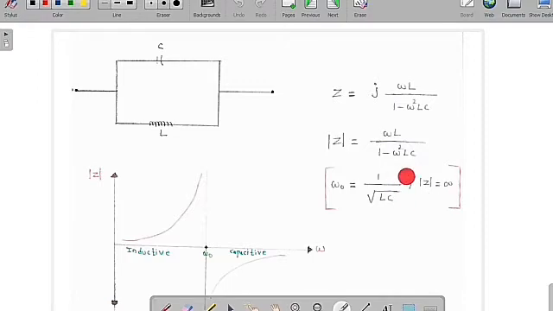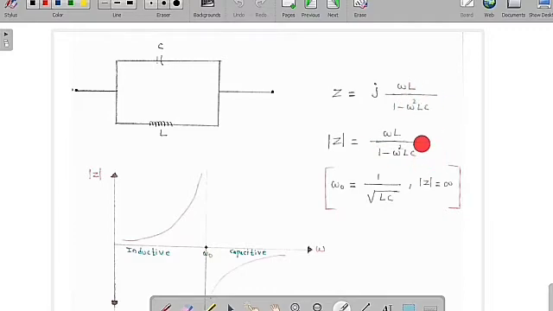Suppose omega is lesser than 1 by under root LC, then what happens? This 1 minus omega square LC will be positive, so the overall value is positive. Therefore, this will be inductive in nature. But when omega is greater than omega naught, 1 minus omega square LC becomes negative, so the overall value becomes negative. Therefore, we can simply say this is capacitive in nature.